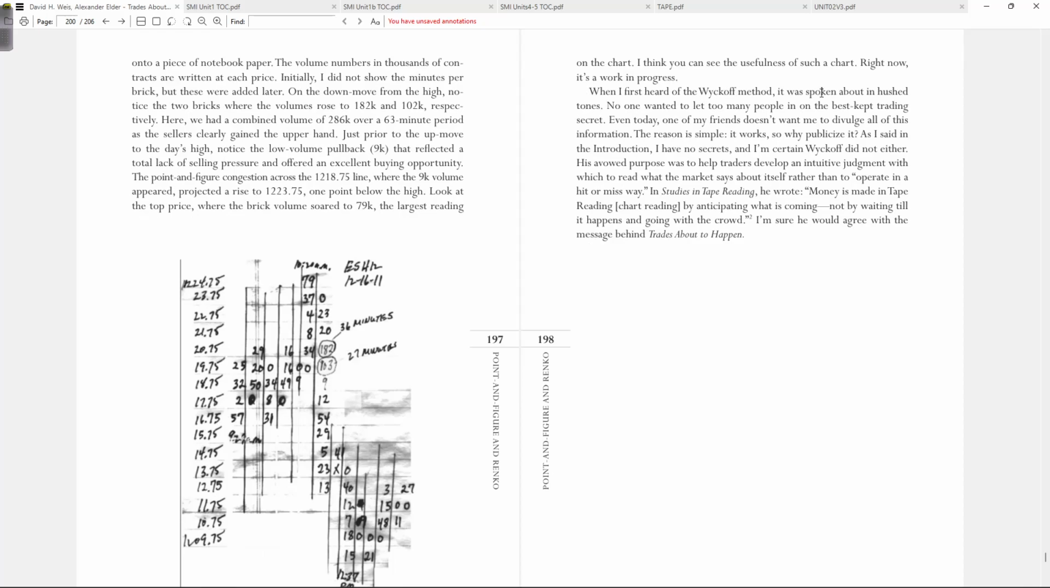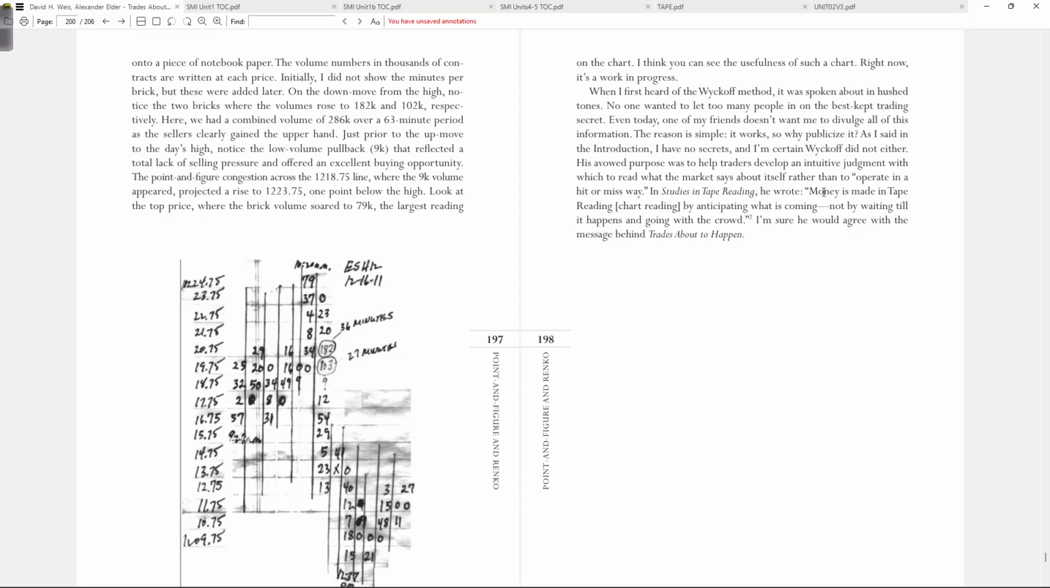When I first heard of the Wyckoff method, it was spoken about in hushed tones. No one wanted to let too many people in on the best kept trading secret. Even today, one of my friends doesn't want me to divulge all of this information. The reason is simple: it works. So why publicize it? As I said in the introduction, I have no secrets, and I'm certain Wyckoff did not either. His avowed purpose was to help traders develop an intuitive judgment with which to read what the market says about itself rather than to operate in a hit or miss way.